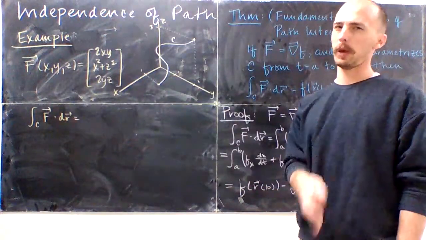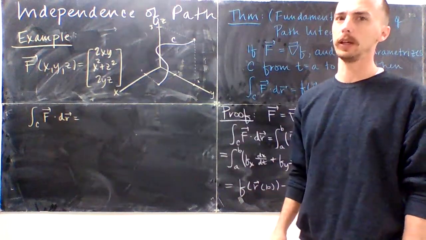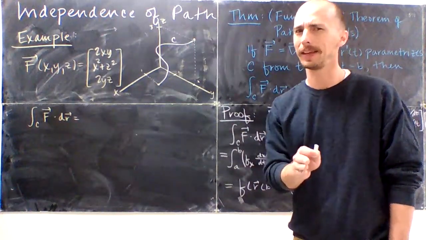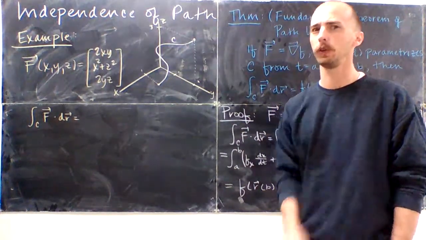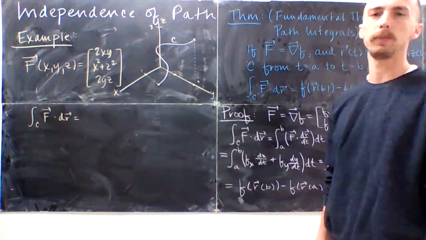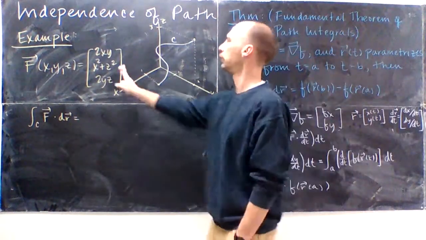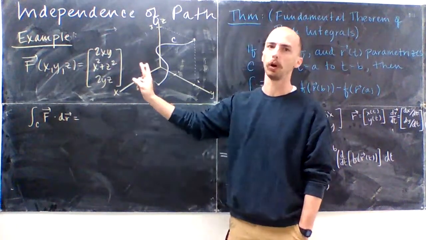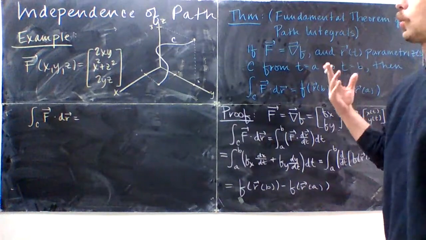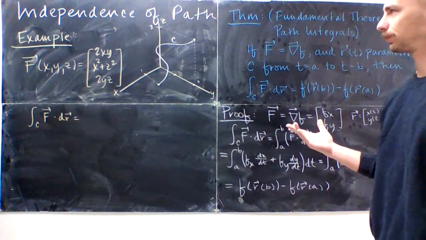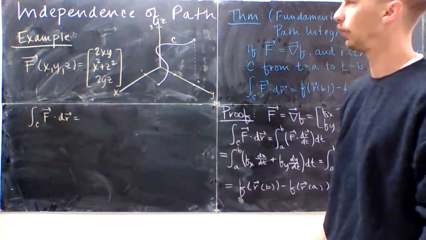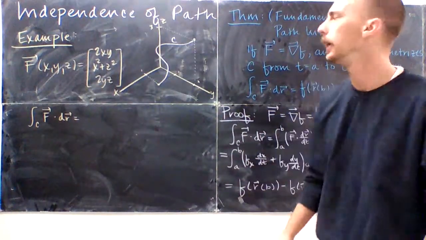So a few videos back I talked about path integrals in space. I don't actually think it was that video. I think it was maybe the first vector fields video when I was talking about what made something conservative and we computed a potential function. We've computed a potential function for this one before. And so I'm just going to, without much justification, pull out the potential function so that we don't have to spend a whole bunch of time finding it.